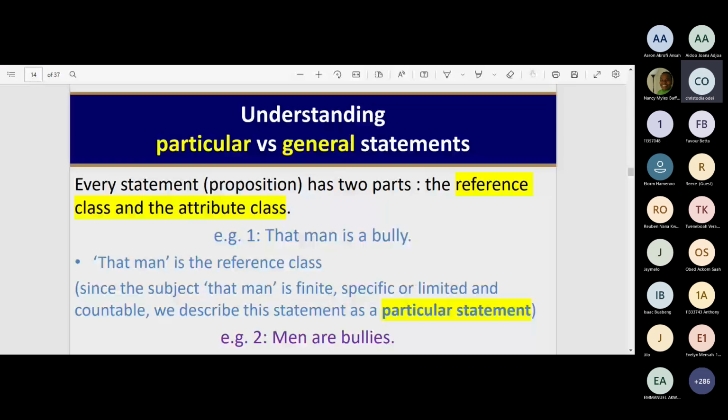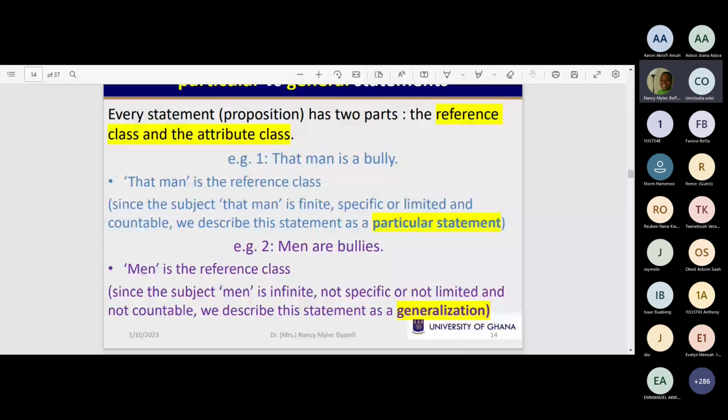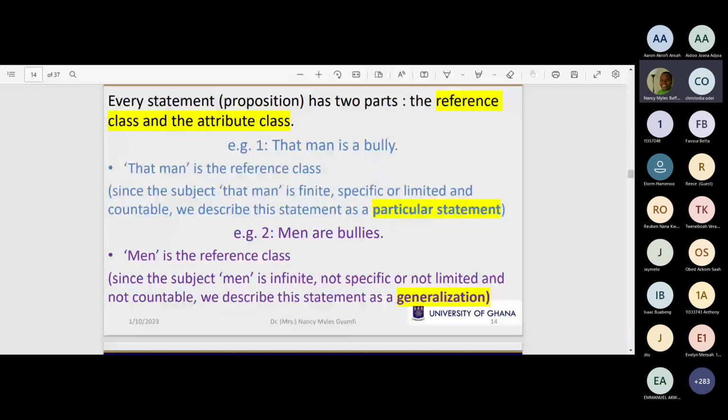Okay. So every statement like that would have a reference class. Why do we say class? Because we are talking in the collective. We don't want to talk in the particular. We are describing that office, not the person sitting there. So reference class versus what? Attribute class. English: subject, predicate. Logic: reference class, attribute class. So, that man is a bully. On my screen now, please. That man is a bully. That man is the reference class. What I'm referring to, who am I referring to? I'm referring to that man. This boy.